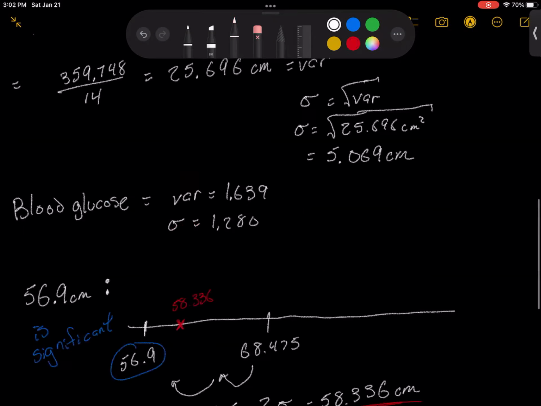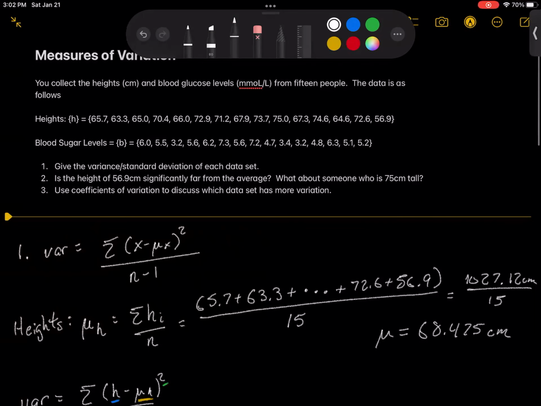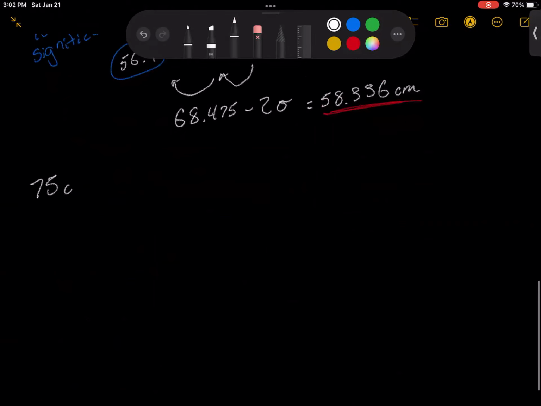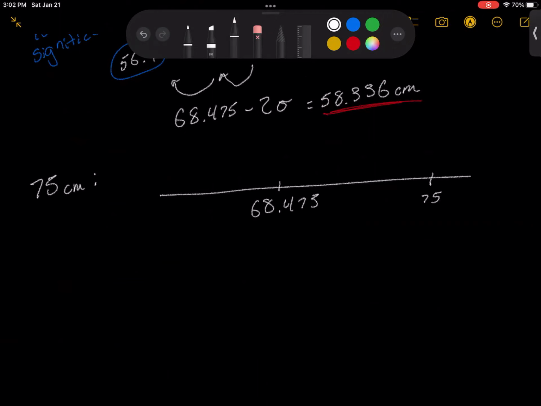Let's do the same thing for another height. Let's see if there was an individual in our data set that measured exactly 75 centimeters. Is that true? Yep, there's one that says 75. So let's think about 75. Again, our average was at 68.475. 75 is somewhere over here. The question is, is it 2 standard deviations away or not?